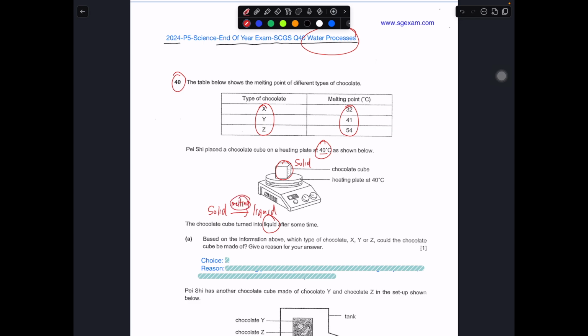Based on the information, which type of chocolate could the chocolate cube be made of? Which of these is a cube that actually melts into liquid? They're asking you to make a choice. Basically you are given a melting point, and you are supposed to find out which substance exists as liquid at 40 degrees Celsius. If the substance exists as solid at 40 degrees Celsius, you don't choose. You only choose those that exist in a liquid state at 40 degrees Celsius.